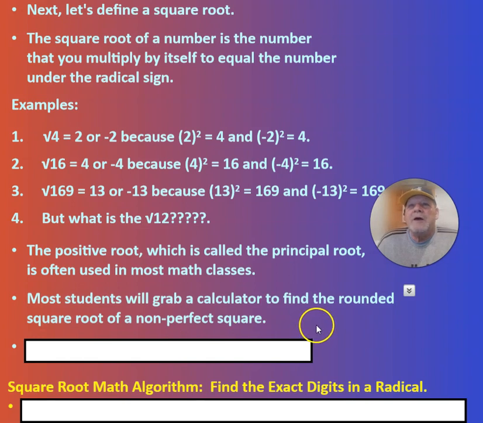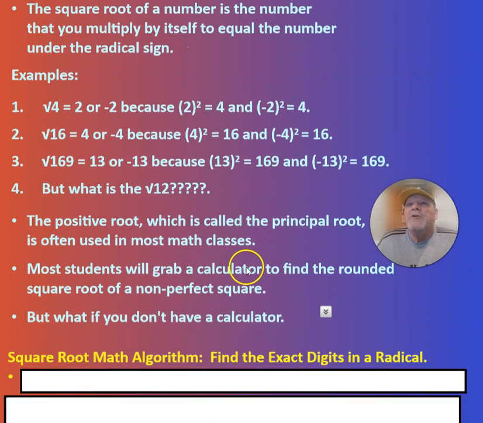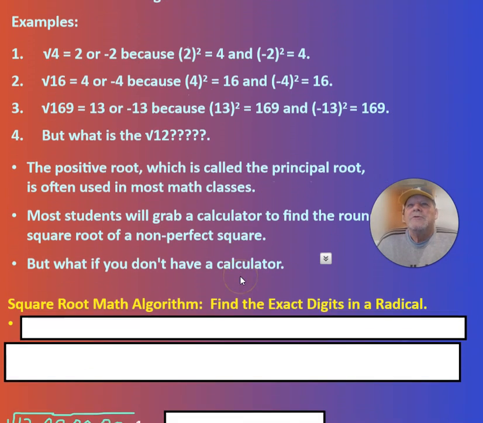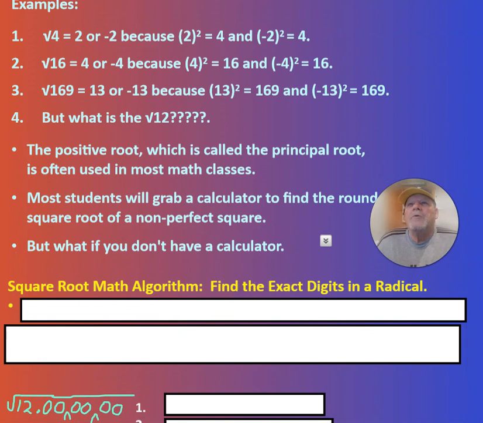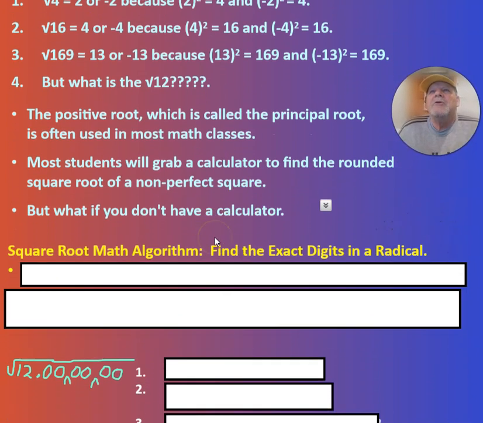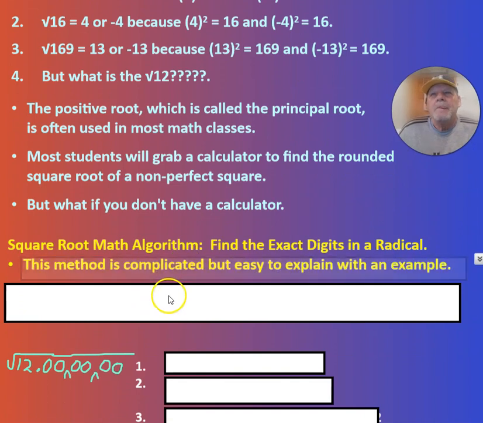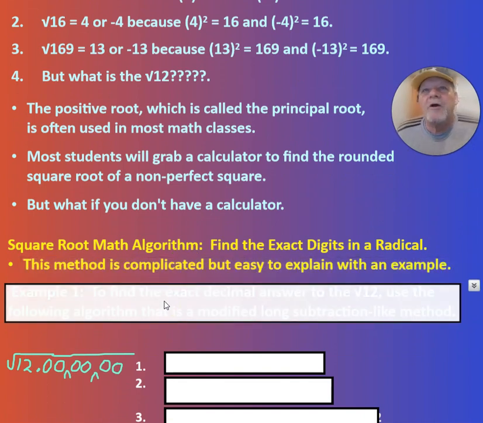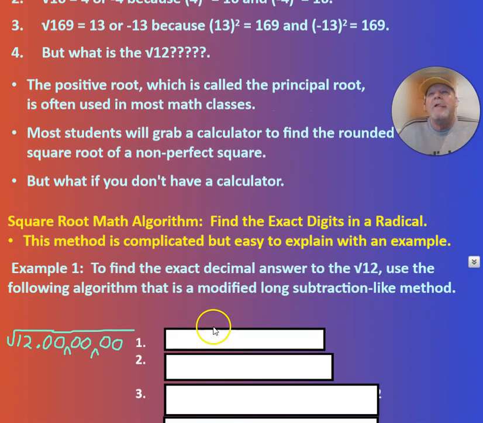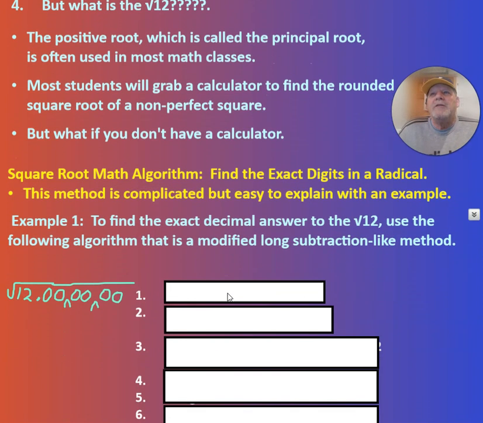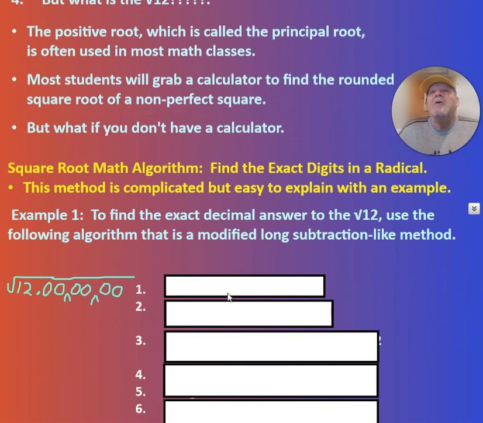Most students grab a calculator and then will round it if it's a non-perfect square, and they are called irrational numbers because those decimals go on and on forever. But what if you don't have a calculator? So there's something that's called the square root algorithm. It looks a little bit like division, complicated, so it's better off that I show you an example while we do it. So we are going to be doing example 1 in this particular video, and then if you follow me, you can follow along and see example 2 that's a little bit harder.